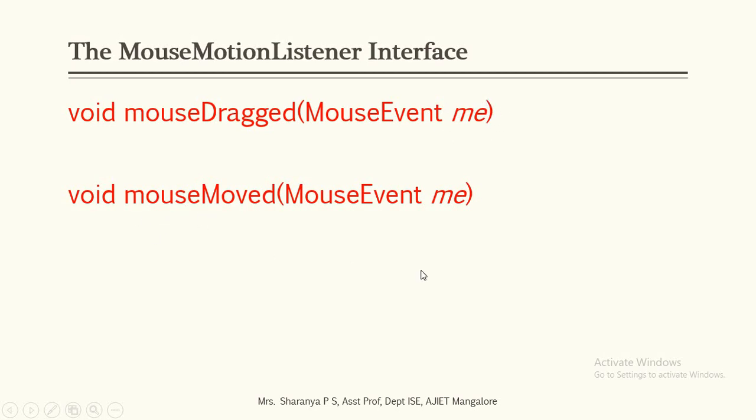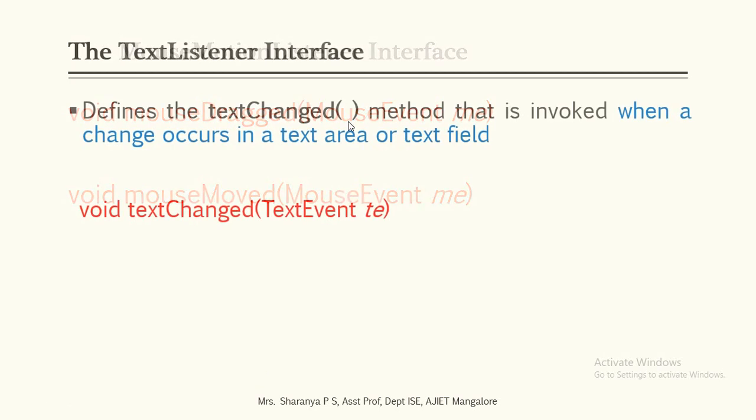And next one, mouseMoved. If we are moving across x and y coordinates, then mouseMoved is the method which is responsible to handle it. So whatever we are discussing under all these listeners are all methods. Inside these abstract methods which are defined under these interfaces, we have to write the code which needs to be performed on behalf of the user when those events are generated.